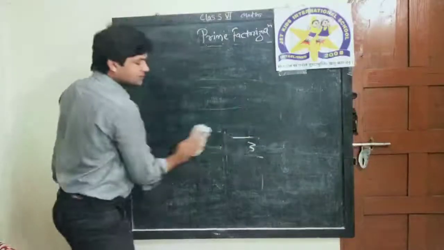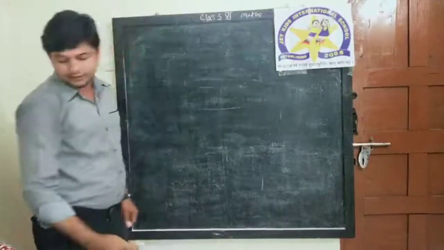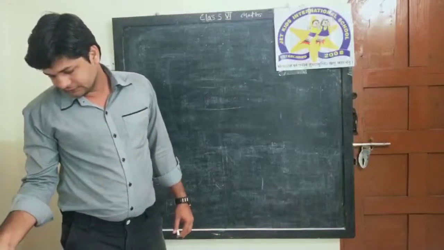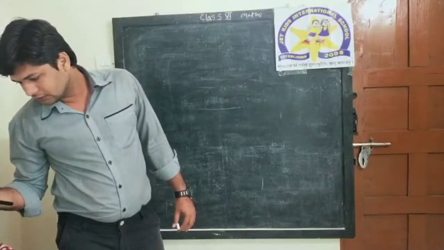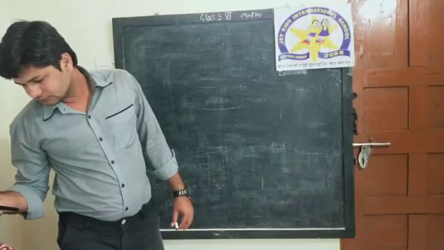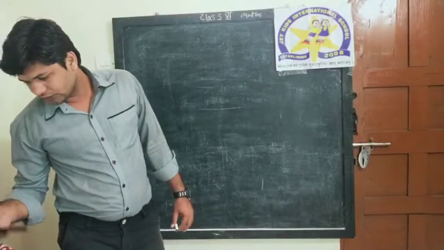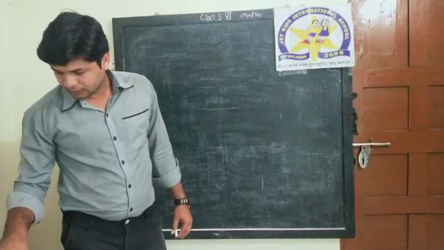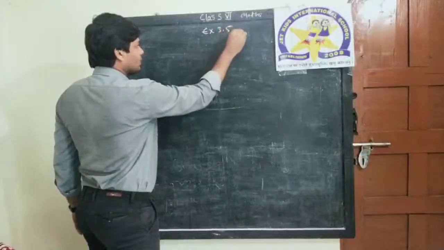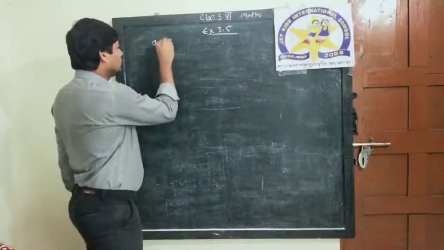Prime factorization is an important thing for HCF, highest common factor. Right? Let us now start our exercise 3.5. Okay, so here we go. Exercise 3.5. Clear? So exercise 3.5, question number 1, that is true and false.